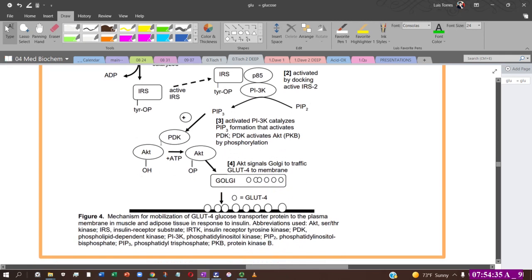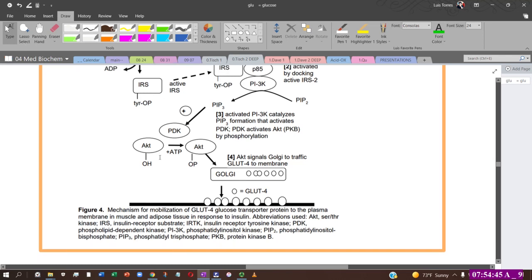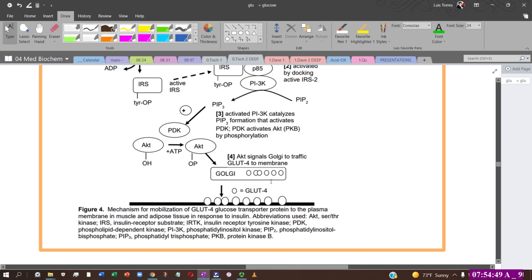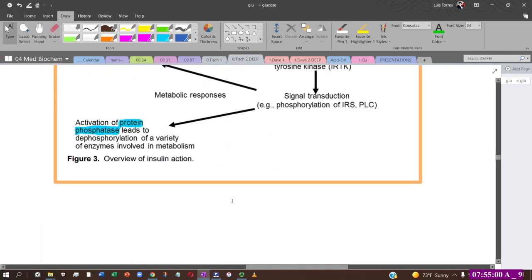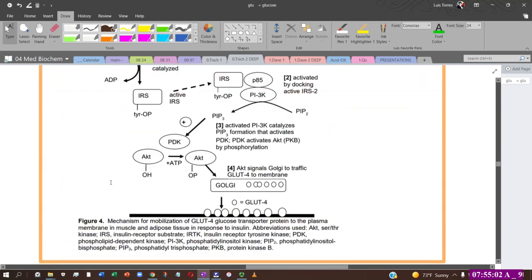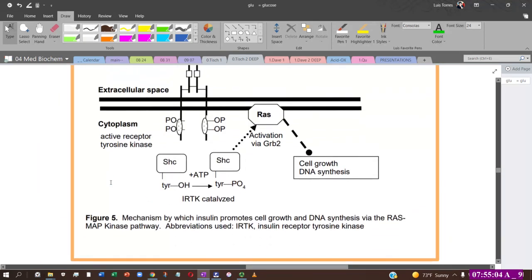It leads to PDK, and then there's an activation. Phosphorylation. It may activate or deactivate this thing called AKT, and then AKT goes to the Golgi. It has something to do with the Golgi, and then GLUT4. So GLUT4 is involved there, and then GLUT4 is involved in other places. So I'm looking forward to learning what that is.